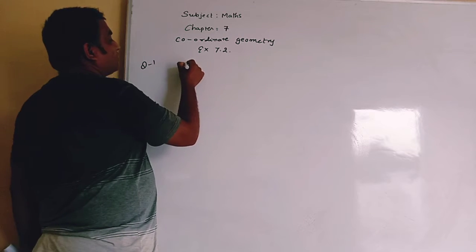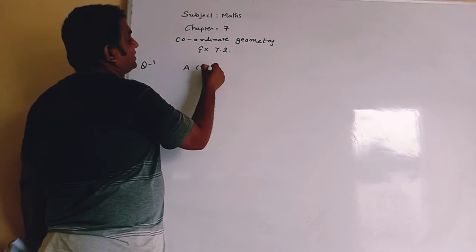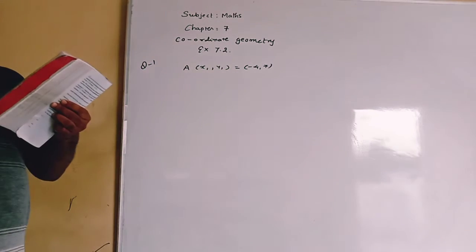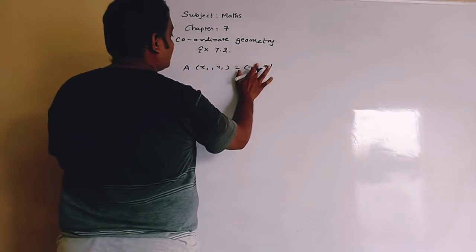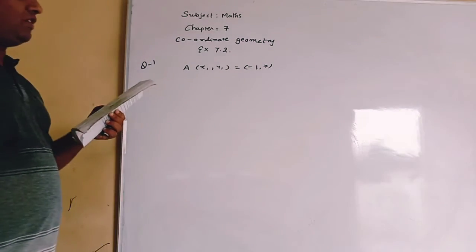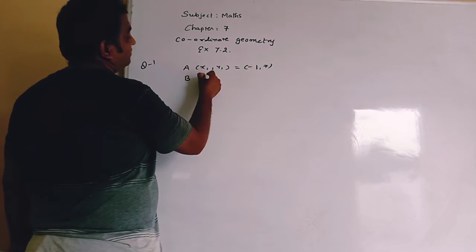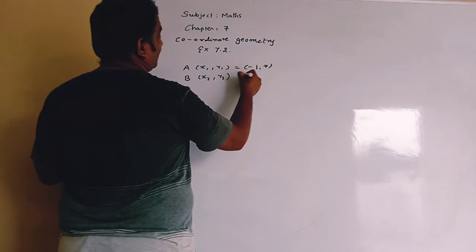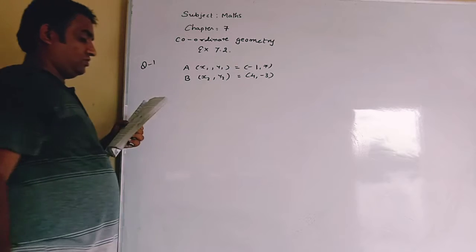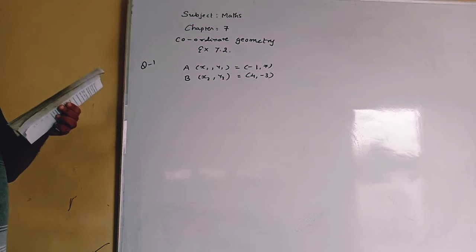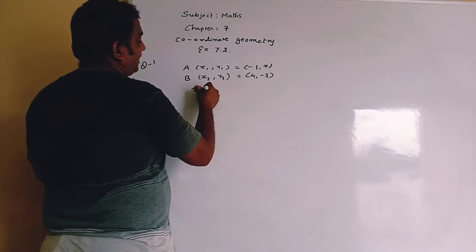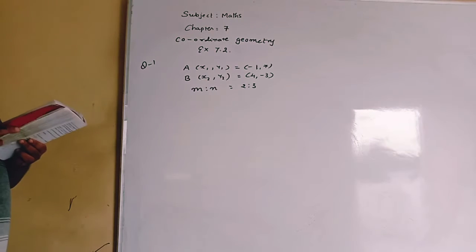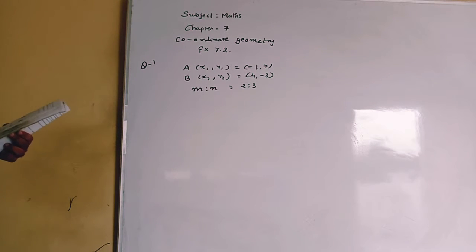So here 2 points are given, A (x1, y1) is given, -4, 7 or -1, 7, and B (x2, y2) is given, 4, -3. And the ratio m is to n is given 2:3. Then we have to find out the coordinates of the division point.